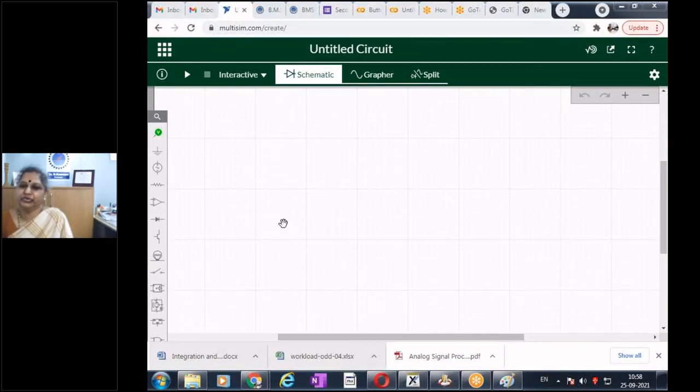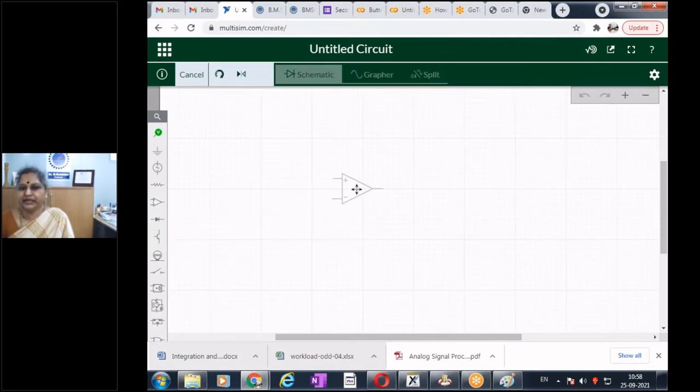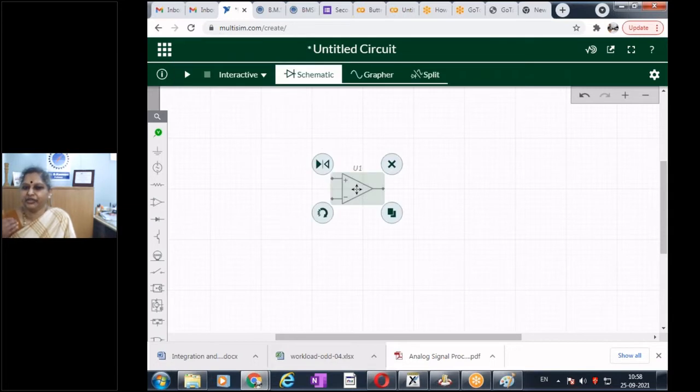So now let us pull an op-amp from our components. Go to the components and let us get an op-amp. So I'll get a 3-terminal op-amp. Normally we are used to having an op-amp with a negative on top and positive below. So we will try to do that. I will give one rotation, flip it, and then rotate, rotate, rotate.